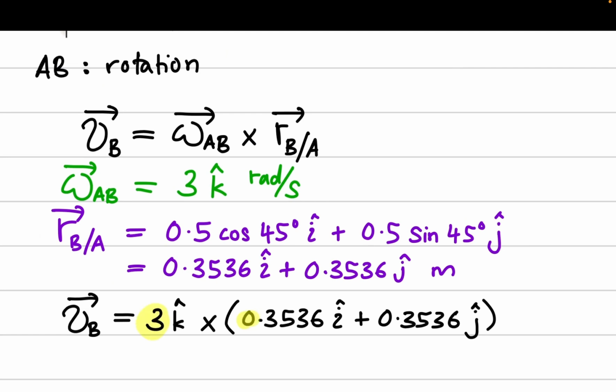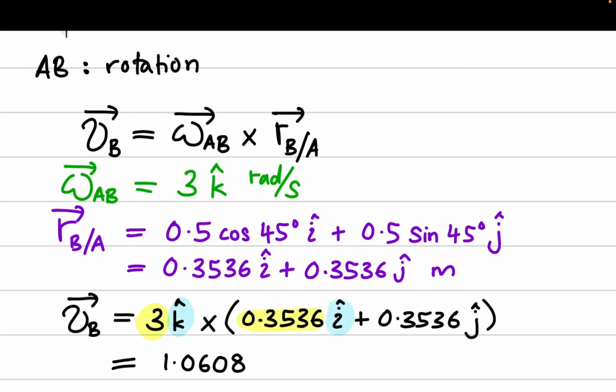So the first value is 3 and 0.3536. So what we will get when we do multiplication here is 1.0608. The second part is to do vector multiplication of K and I.